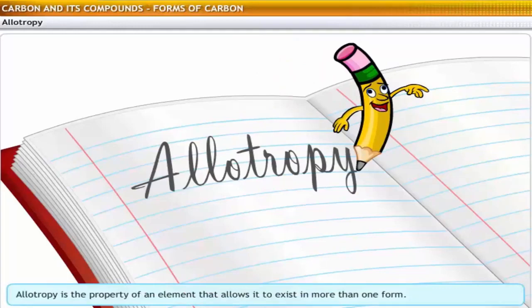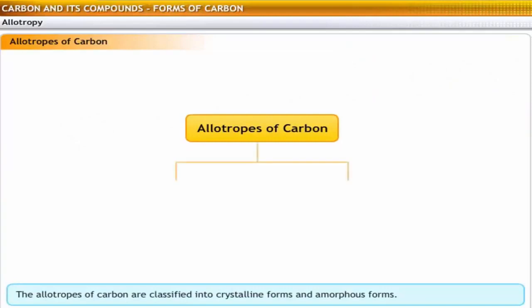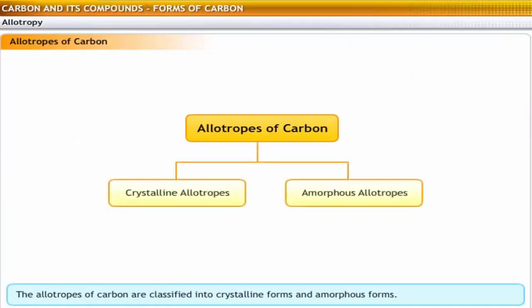Allotropy is the property of an element that allows it to exist in more than one form. In each of these forms, the chemical properties will be more or less similar, but the physical properties will be different. The allotropes of carbon are classified into crystalline forms and amorphous forms.